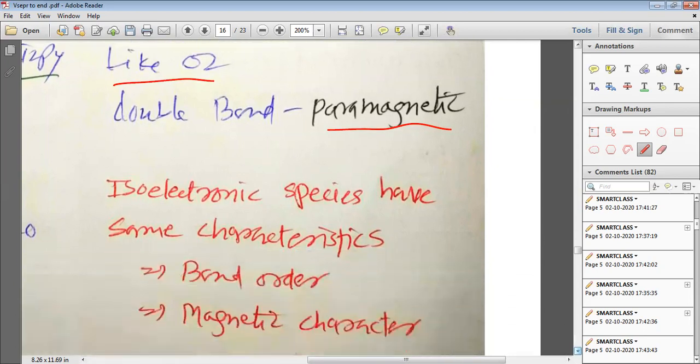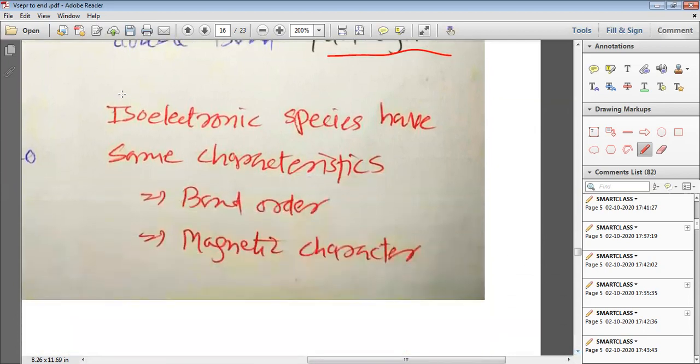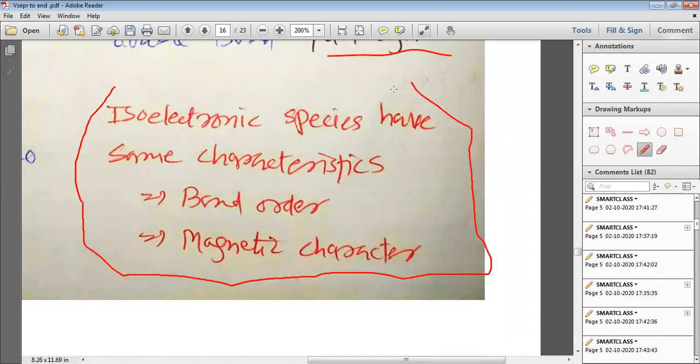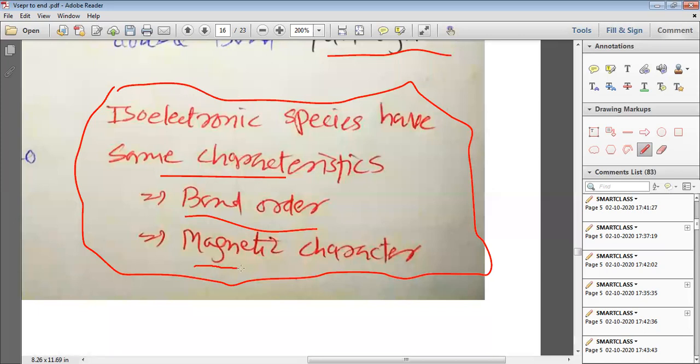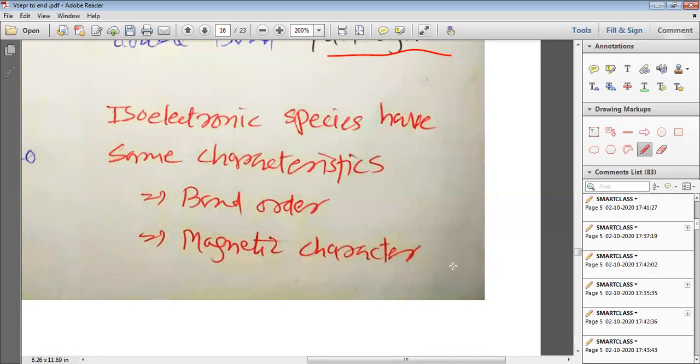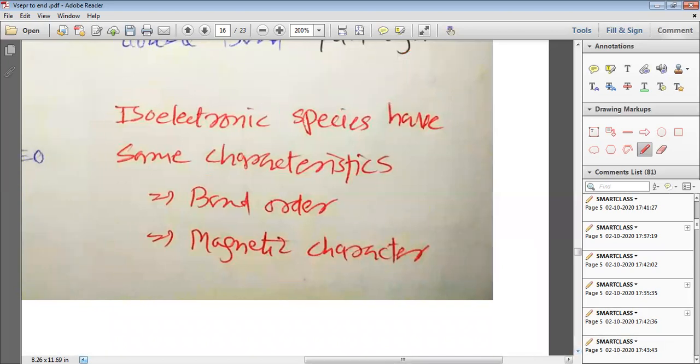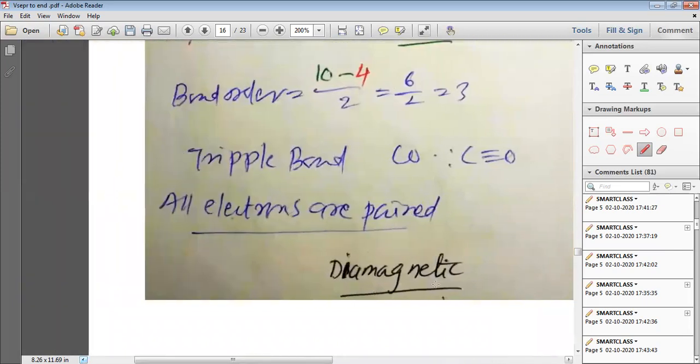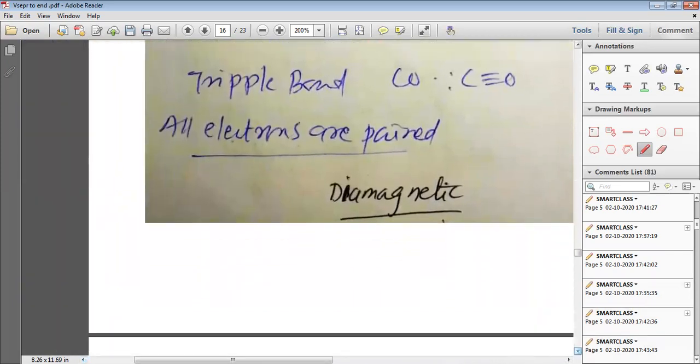So my dear students, now we should learn it and remember it for a longer time, that isoelectronic species have the same characteristics in regard to bond order and in regard to magnetic character. So all the isoelectronic species that we are going to study will have the same bond order and will have the same magnetic character. That means either paramagnetic or diamagnetic. Let us study a few more ions or more species.